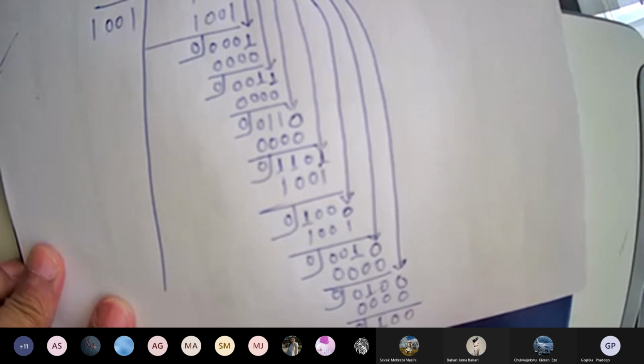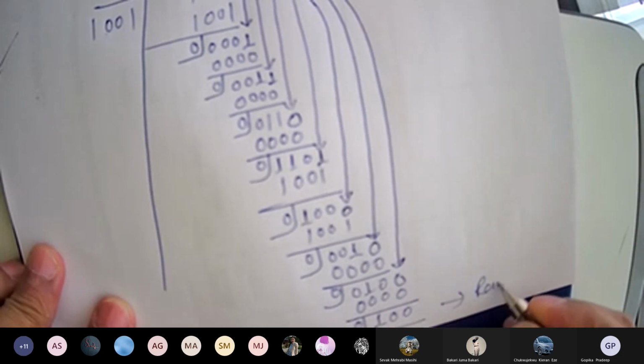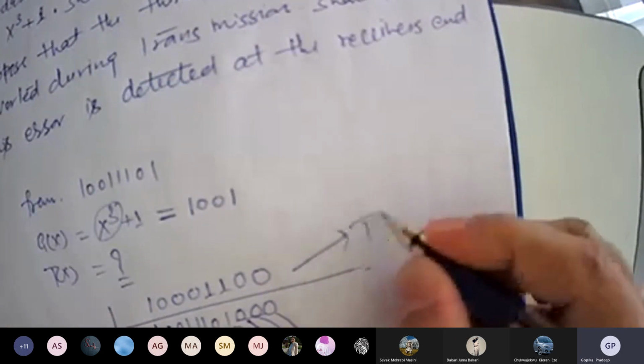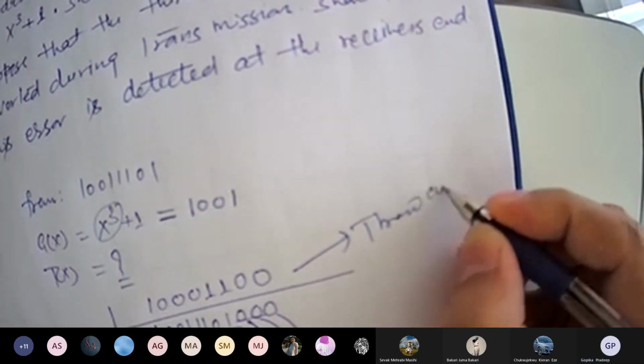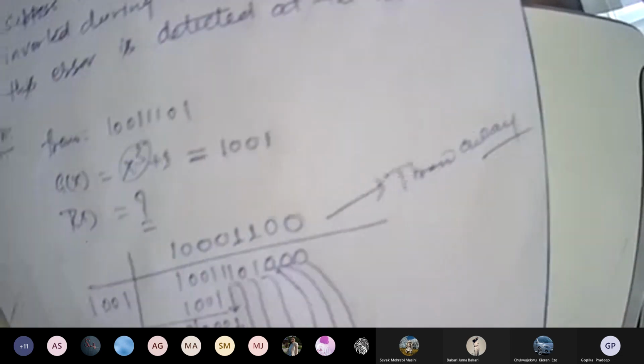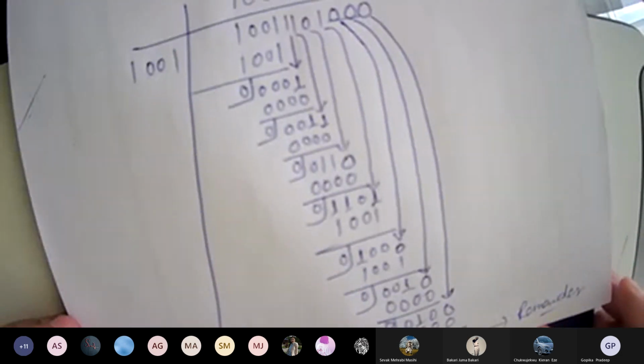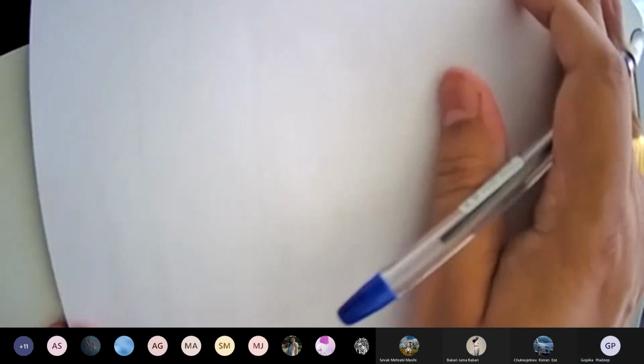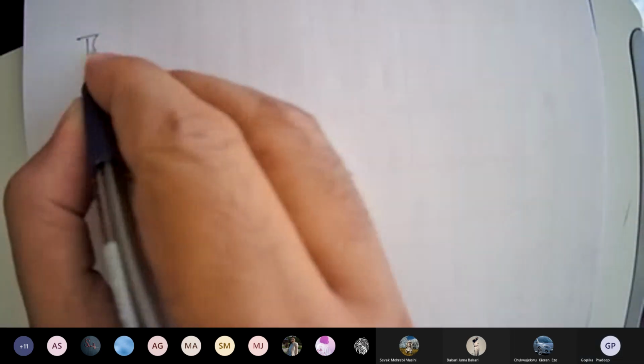Now have you followed everything? So what is the remainder? 100. This you will throw away, no use. So now, what is your transmission? What is your T(x)? Your T(x) will be 1001 1101 100.